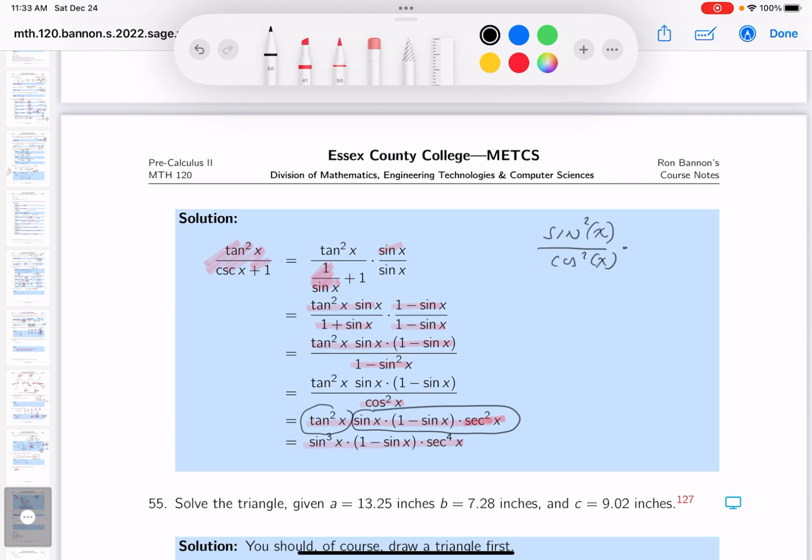All right, what do you get over there? You get sine x, and then 1 minus sine x, and then you get secant squared. That's going to really jam that in there. What do I get over there? I'm seeing it. I'm seeing sine cubed. I'm seeing 1 minus sine x. And then this cosine brought upstairs would give me secant to the 4th.